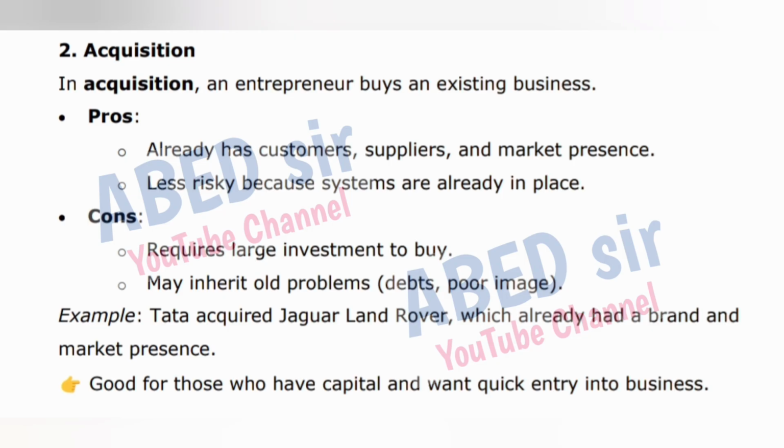2. Acquisition. In acquisition, an entrepreneur buys an existing business. Pros. Already has customers, suppliers, and market presence. Less risky because systems are already in place. Cons. Requires large investment to buy. May inherit old problems, debts, poor image. Example, Tata acquired Jaguar Land Rover, which already had a brand and market presence. Good for those who have capital and want quick entry into business.